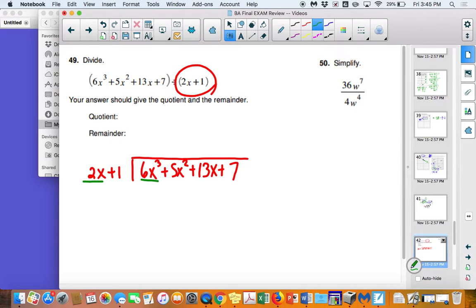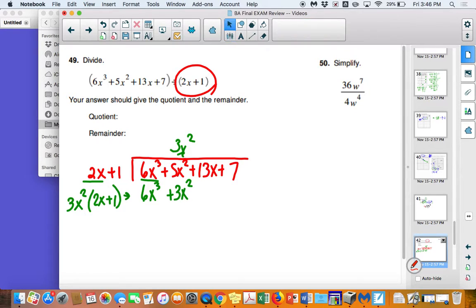Ask yourself these questions. What do you multiply 2x by to get 6x cubed? Well, that would be 3x squared. All right. So we're going to say 3x squared times 2x plus 1. We're going to put our answer right here. That's going to be 6x cubed plus 3x squared. So we're going to come in, and let's go a different color. We're going to change the signs, and then we'll add the 2 lines. So the first column goes away, and the second column gives me 5x squared minus 3x squared is 2x squared.